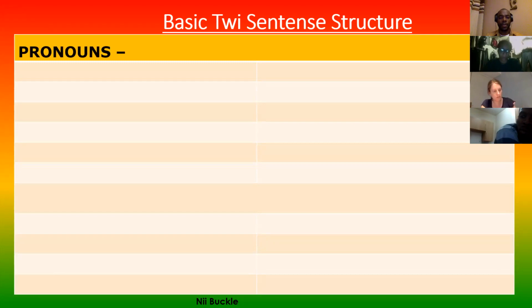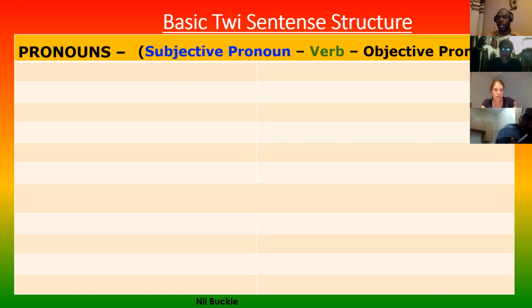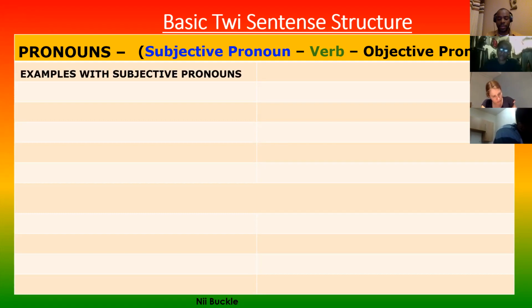Okay, so example, first, let us start with pronouns. So objective pronouns or subjective pronouns and verbs. So subject-verb agreement, how we structure this in Twi and in English. Okay, so what are pronouns? Pronouns are any words that we use in place of a noun, like him, her, she, they, them. Okay, so let's quickly go into it. Let's look at a few examples that we are going to use with subjective pronouns.